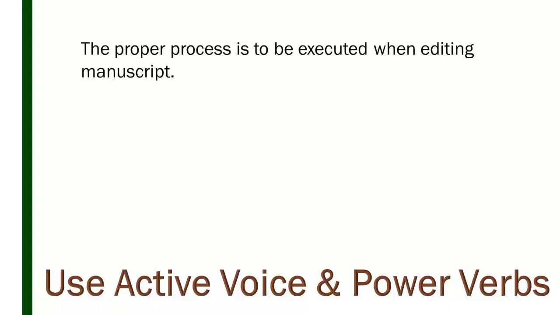This first example is passive voice. The proper process is to be executed when editing manuscript. Keep in mind, passive voice often uses the verbs to be, and usually it is an inanimate object doing an action. The proper process is a thing, but is not someone who can do an action. And as you notice, we also have is to be as our verb of this sentence.